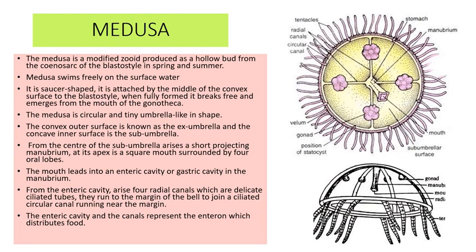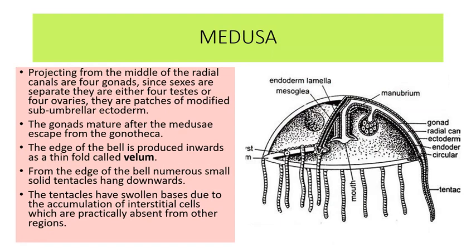So in this diagram we can say the mouth is there, manubrium is there and the stomach is present. 4 radial canals are there and on the radial canal we see the presence of gonads and on the margins the tentacles are present in the bell-shaped structure. Projecting from the middle of the radial canals are 4 gonads. Since sexes are separate, there are either 4 testes or 4 ovaries. They are patches of modified subumbrellar ectoderm. The gonads mature after the medusa escape from the gonotheca.